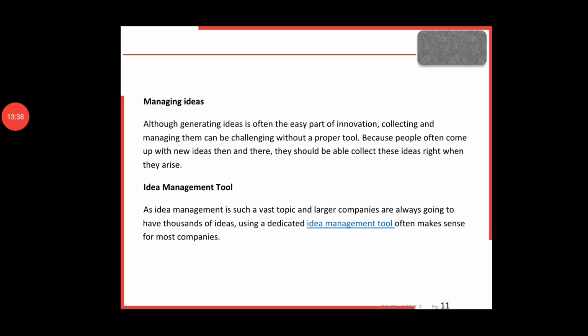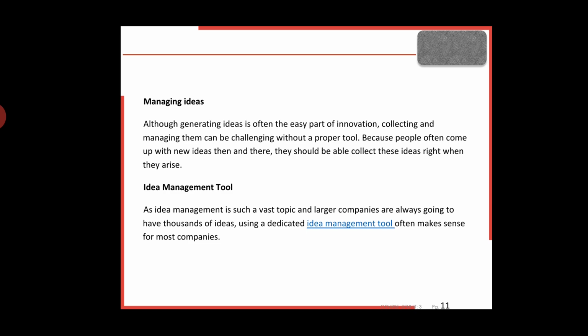Generating ideas is often the easy part of innovation. Collecting and managing them can be challenging without a proper tool. People often come up with new ideas, and then and there they should be able to collect them right when they arise. We create new ideas about a particular task, and then we collect and manage them, which is challenging without a proper tool.